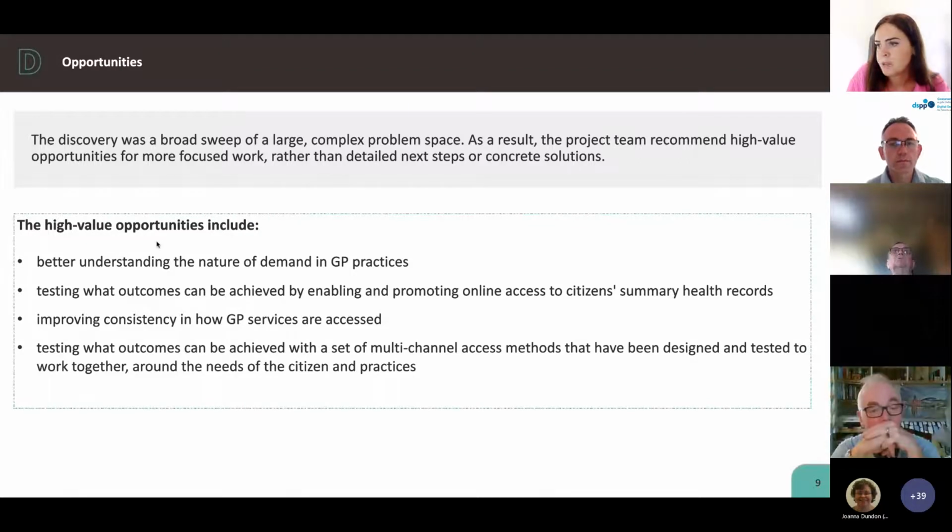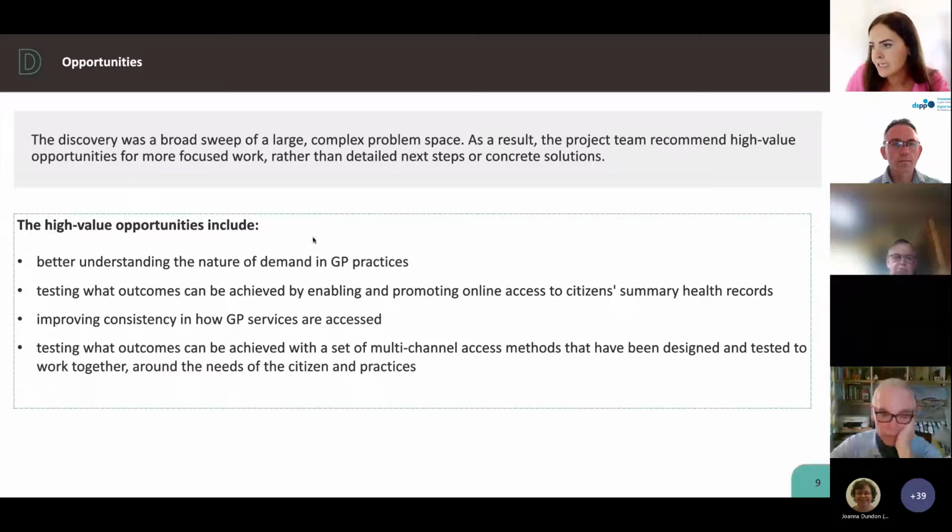So the high value opportunities on the screen in front of you: a better understanding of the nature of demand in GP practices. Even though everyone knew that demand was a problem, there'd been no studies done on where demand came from, what happened to demand, and what the different segmentation types are within demand. So a better understanding of the nature of demand is the first step to then improving and tackling demand.